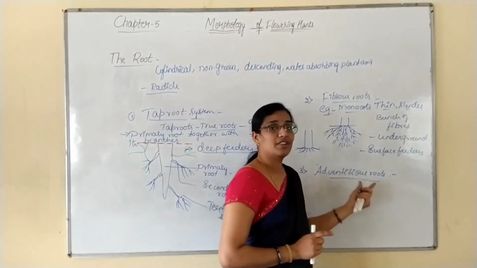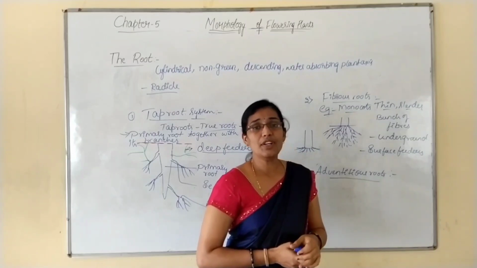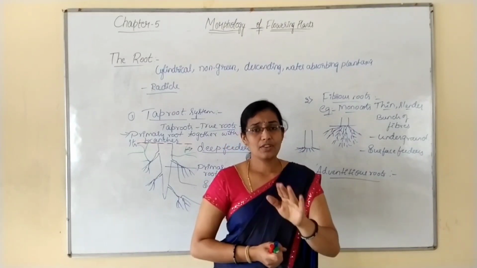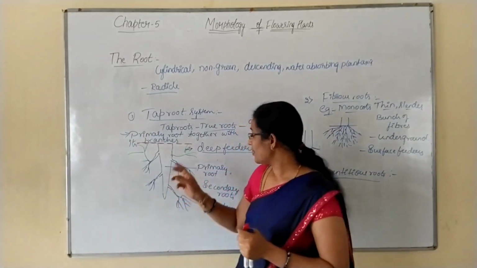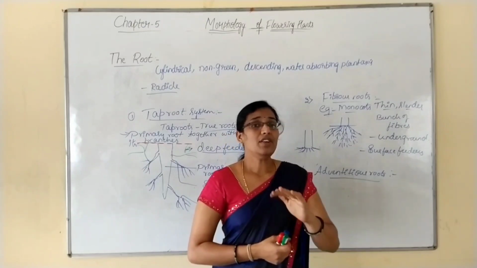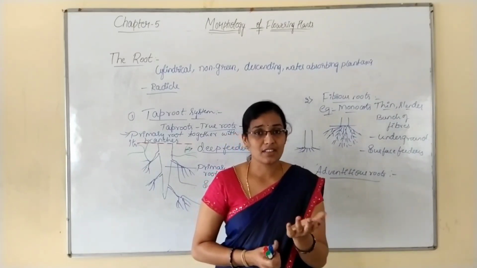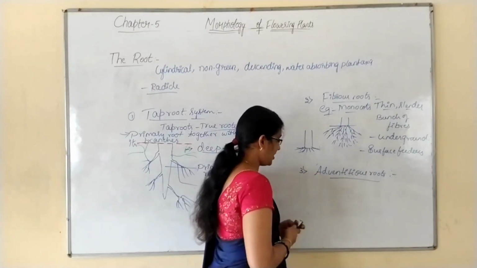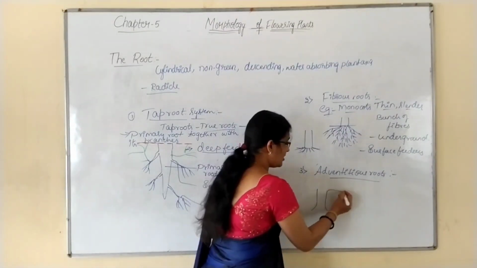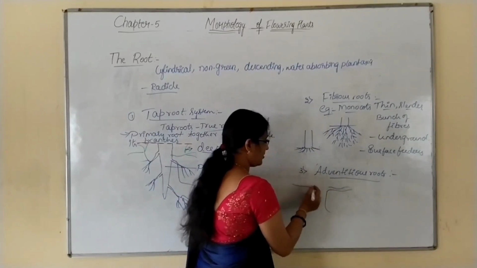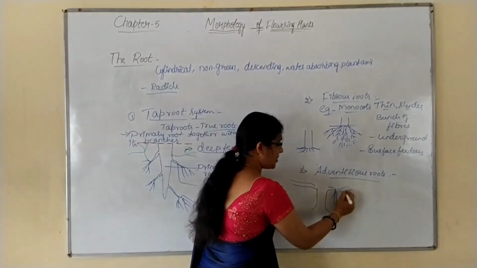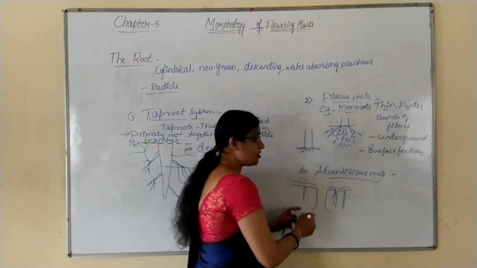Now let us move on to the adventitious roots. What do you mean by adventitious roots? I told you, roots are usually born from the radical part of the embryo or seed. But when you look at some banyan trees, here I write, this is the tree trunk, these are the branches. Here on the branches you can find the presence of certain roots hanging down.